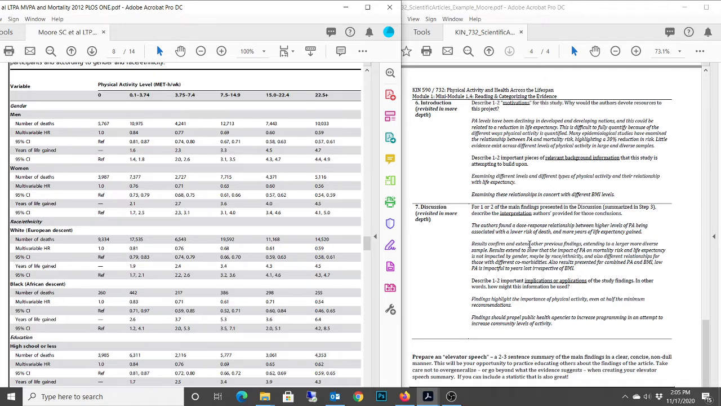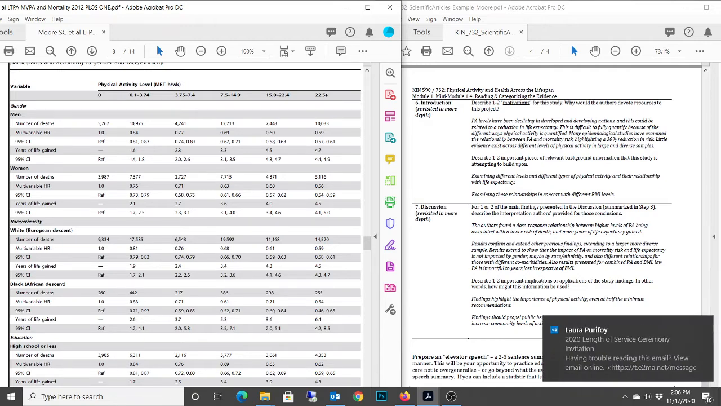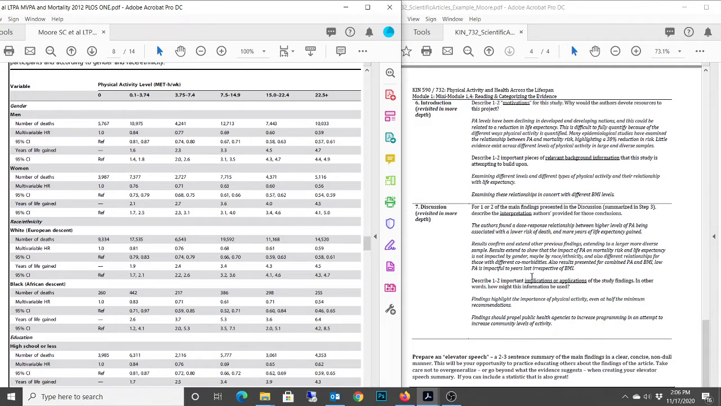So the authors did find what we classify as a dose-response relationship between higher levels of physical activity being associated with a lower risk of death and more years of life expectancy gained. Results further confirmed and extended other previous findings, but extending now to a larger, more diverse sample. And results extended to show that the impact of physical activity on mortality risk and life expectancy is not impacted by gender, but maybe somewhat by race, ethnicity, and also different relationships for those with different comorbidities exist. Also, results presented for combined physical activity and body mass index. Low physical activity is impactful to years lost, irrespective of your body mass index.